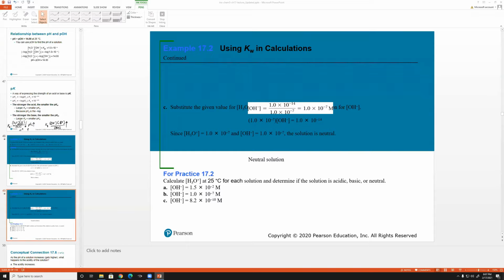And Sumi, yes, I will try to upload my PowerPoint with the annotations.